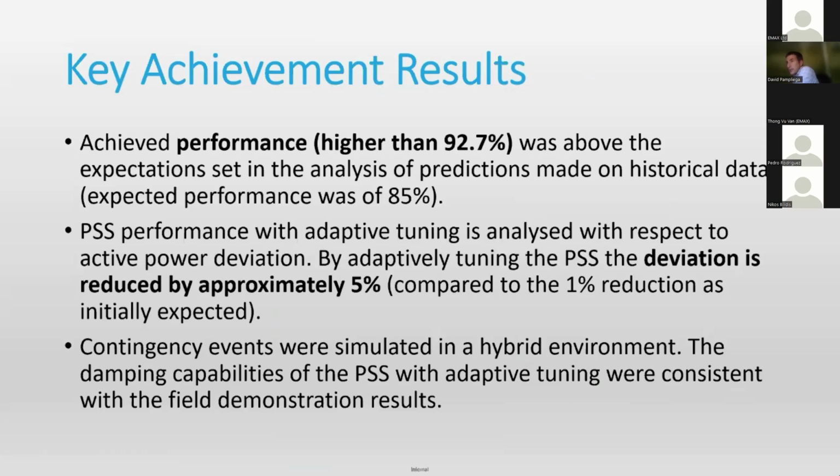Also, the PSS performance with adaptive tuning was analyzed with respect to the deviation of the active power. In this case, we achieved that the deviation was reduced about 5%. Again, we expected to achieve 1% reduction based on historical data. So we were able to exceed the initial expectations that we had when we started to work in this demonstration.